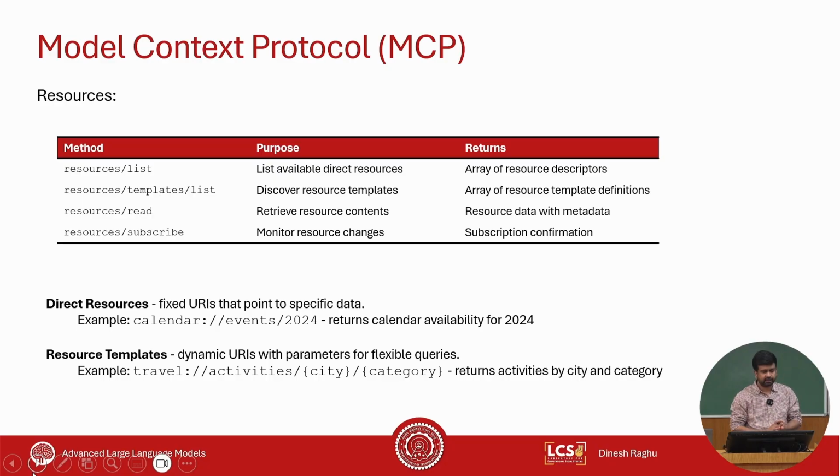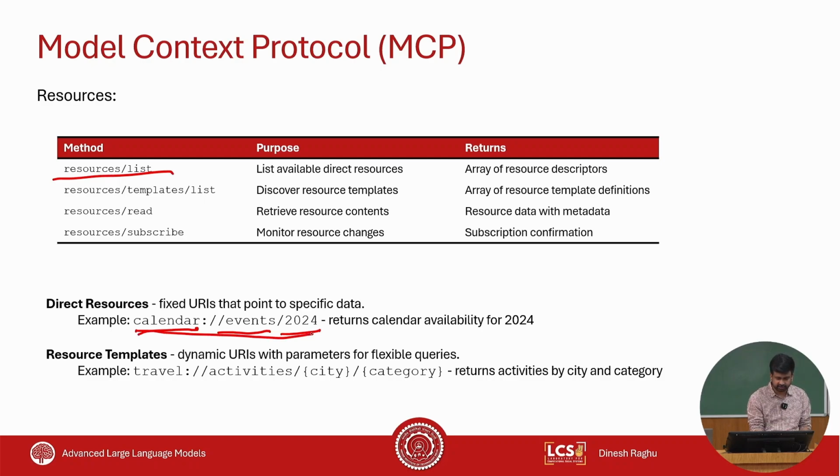So some of the methods that are available: you can just ask it to list all the resources. It would say something like, I am a calendar MCP server, and there is a folder called events, and there's a resource for 2024. If you call this resource, it will return all the calendar entries in 2024. So this is the resource list, and then if you use this particular key and say I want to read this particular resource, it will give you back the contents, right?